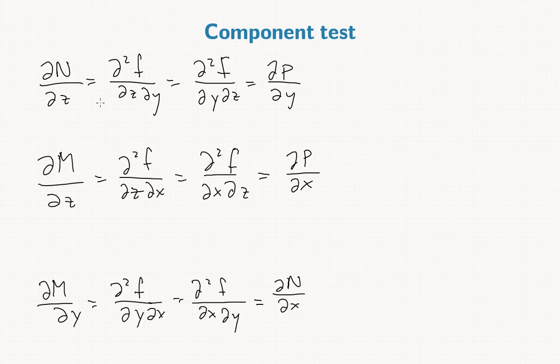So each of the components of f is appearing in two of these equations: m, n, and p. We take the partial of each component with respect to the other variables. Like p corresponds to z, so we take the partial of p with respect to y and x, and compare that to m, which corresponds to x. We compare these two, and these have to be equal.